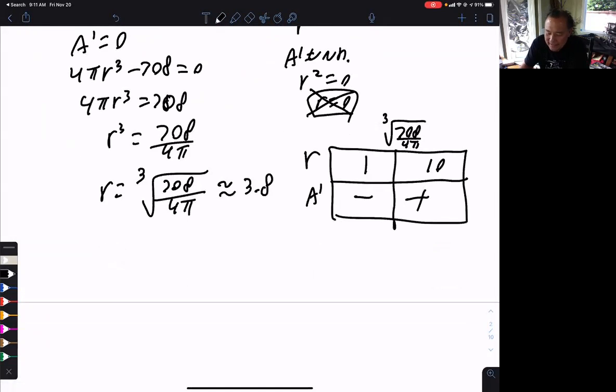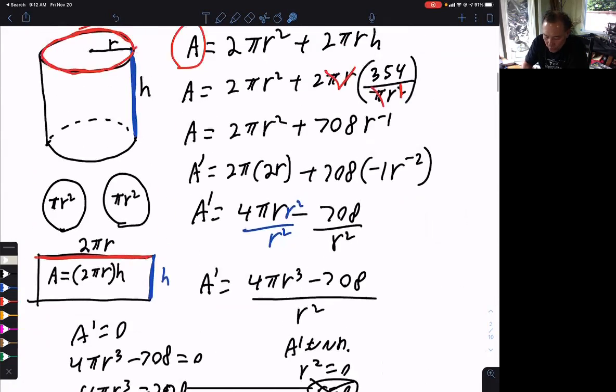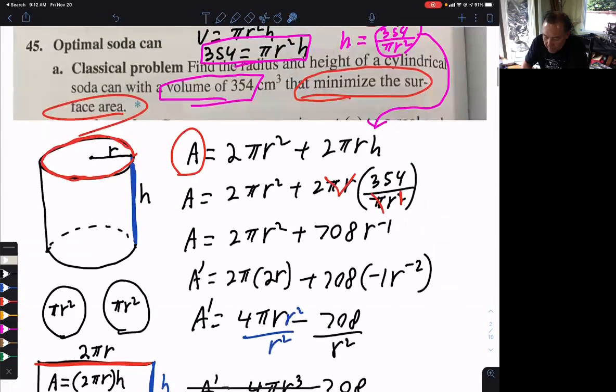And here's what I need to say. We have a relative minimum at this point here that I circled because A prime changed from negative to positive at that point. And since that's the only relative extrema, it must be the absolute minimum also. So the question: find the radius and height.